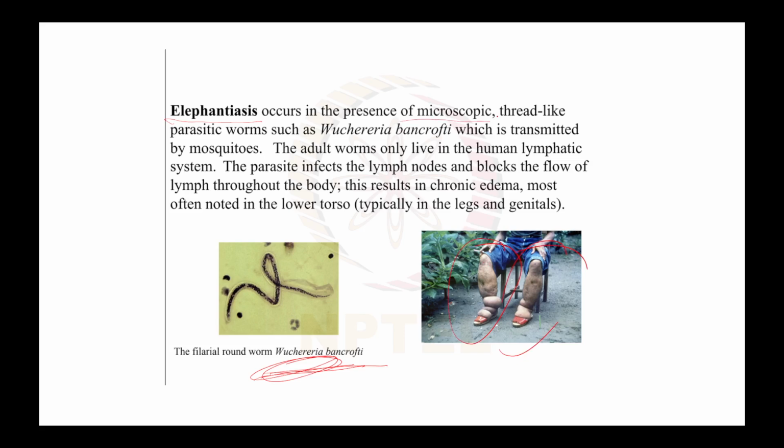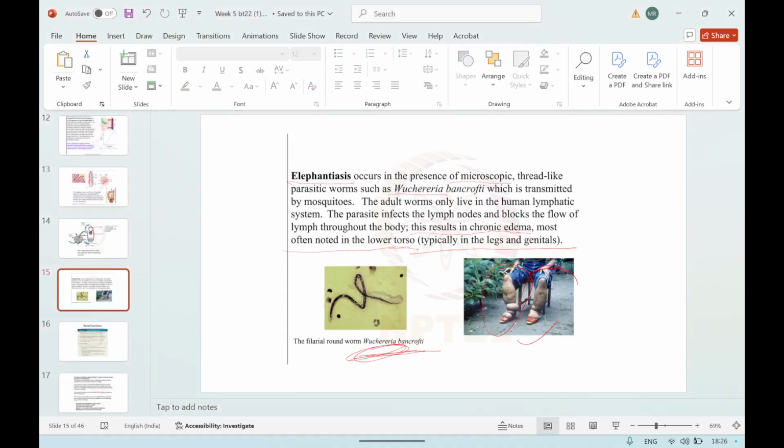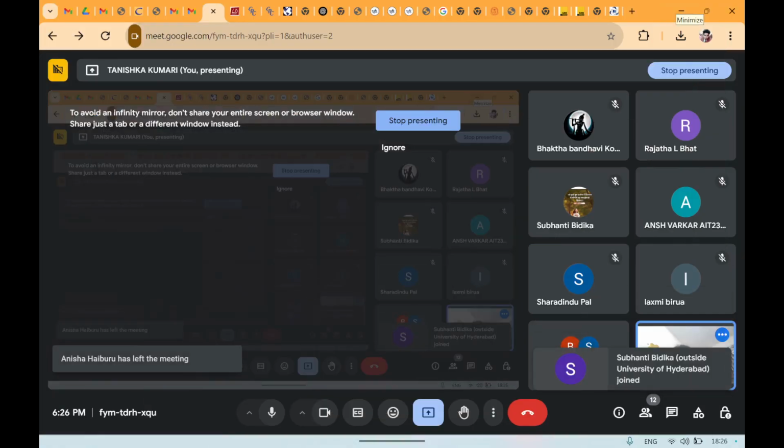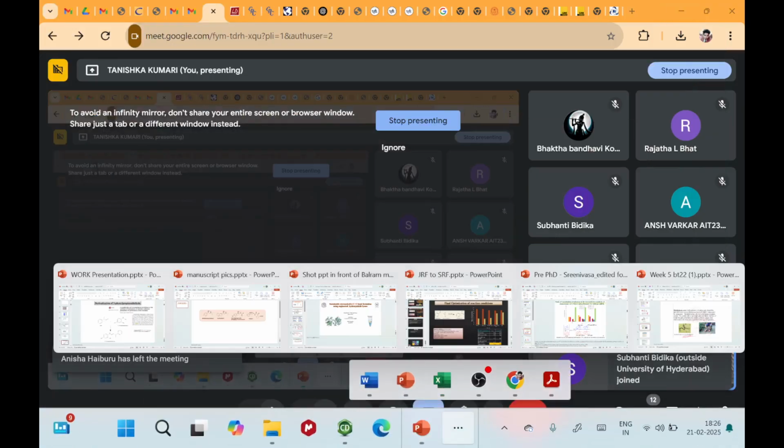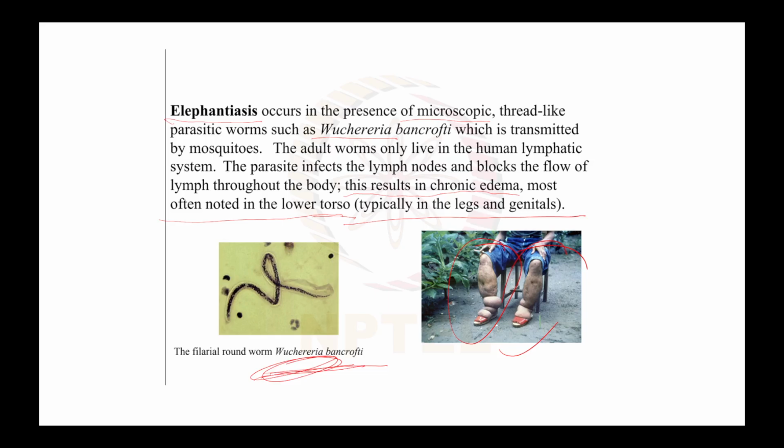It occurs in the presence of this microscopic thread-like parasitic worm, Wuchereria bancrofti, which is transmitted by mosquitoes, and the adult worms only live in the human lymphatic system. The parasite infects the lymph nodes and blocks the flow of lymph throughout the body. This results in chronic edema, most often noted in the lower torso, typically in the legs and genitals. I hope this lymphatic system part was clear.